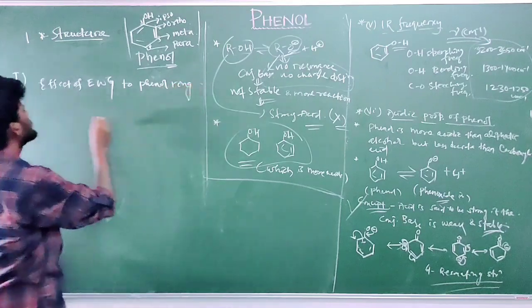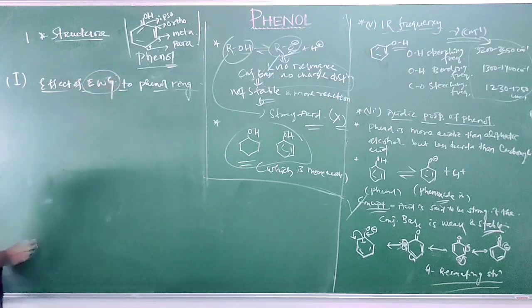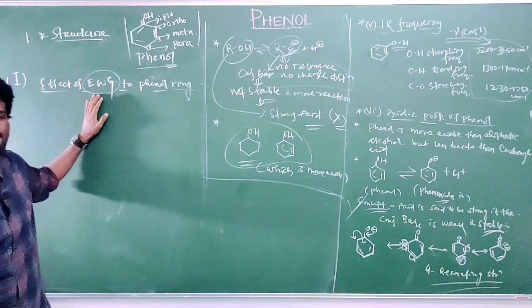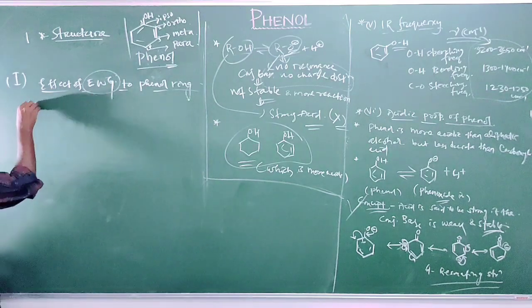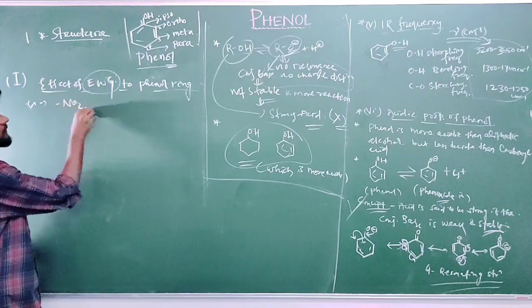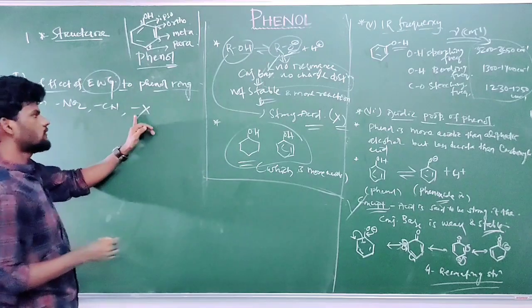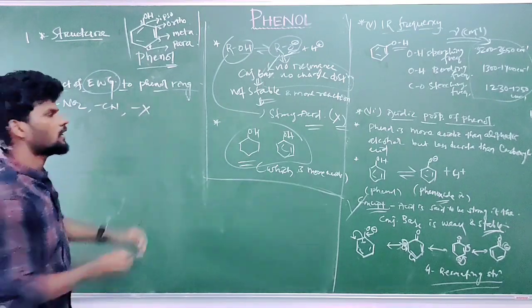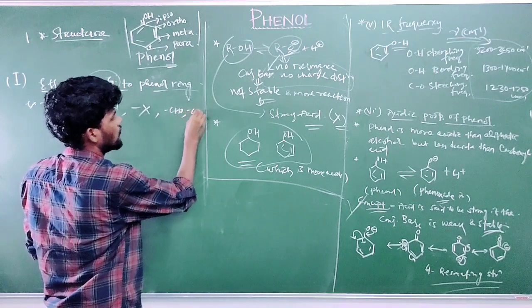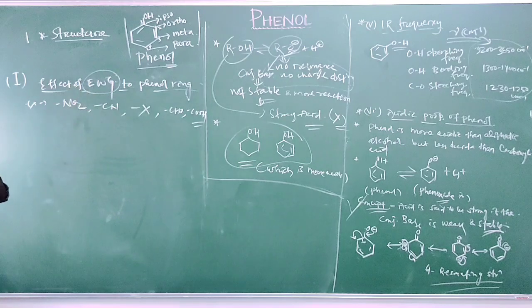Okay, so electron withdrawing groups are what? Electron withdrawing groups are those groups which withdraw electrons towards themselves. For example, electron withdrawing groups are the nitro group NO2, the cyanide group, halogens (for all halogens I am denoting it as X), CHO aldehyde and COOH carboxylic acid. These are some examples of electron withdrawing groups.